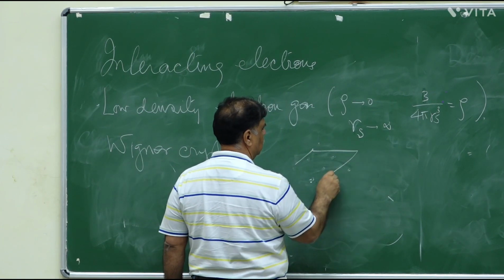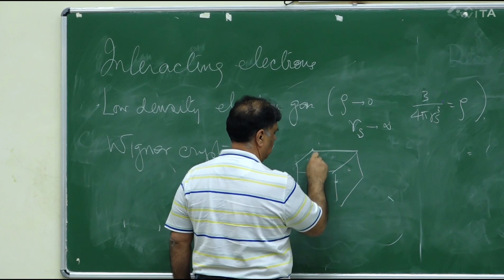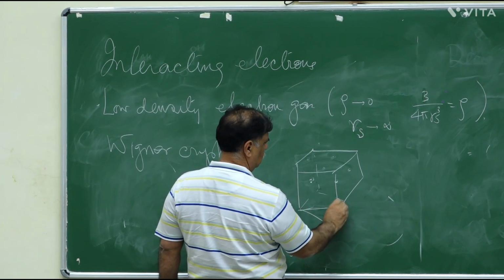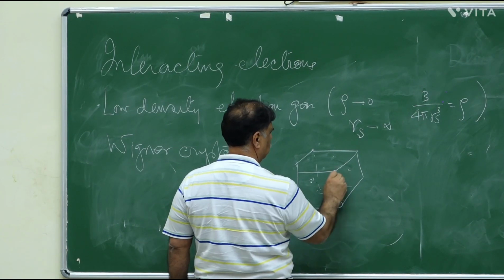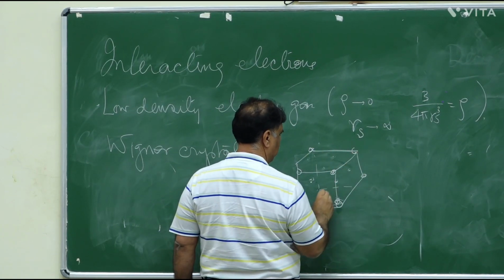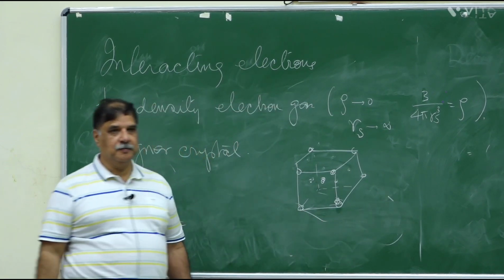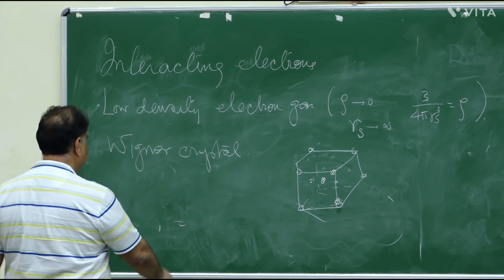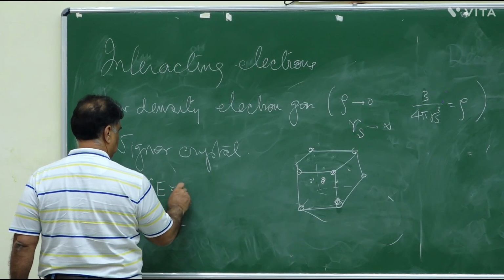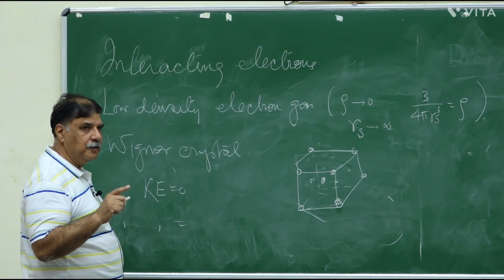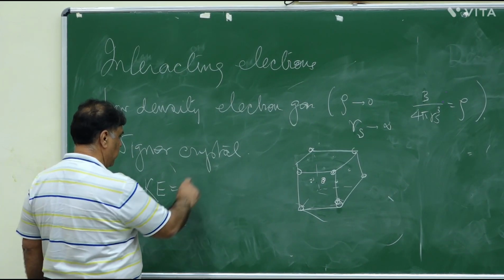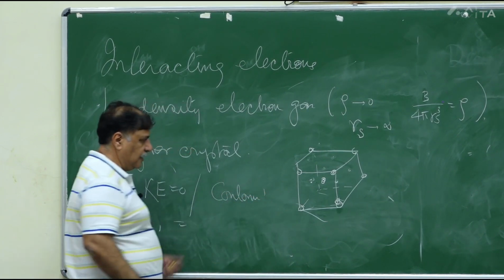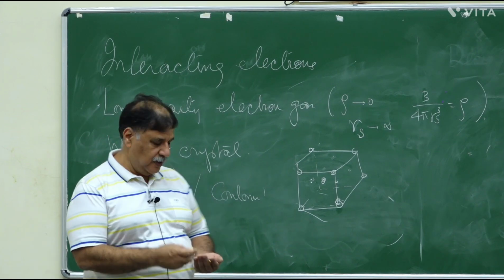The electrons become a BCC lattice. Let me make a lattice. They start coming together to form a BCC crystal. This is because in that case the kinetic energy will be 0. Abhishek, you were asking this morning. Kinetic energy will be 0 and everything is Coulomb energy. That's the stable configuration.